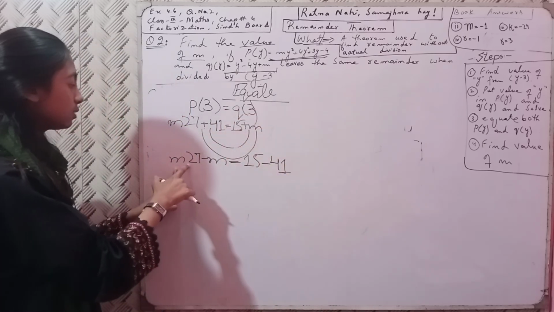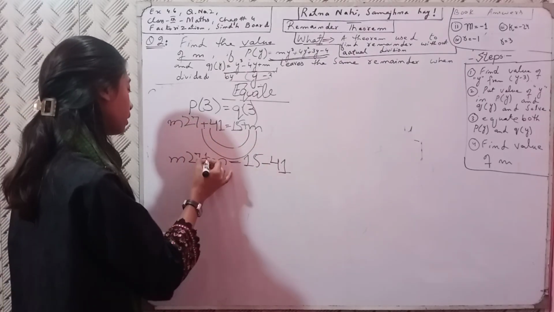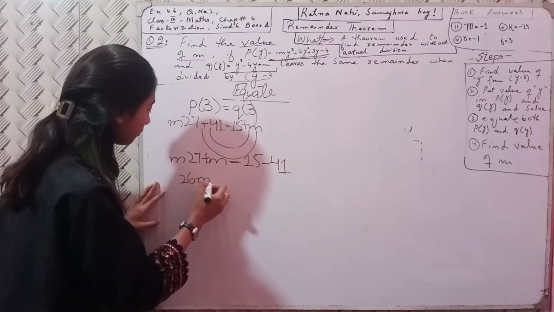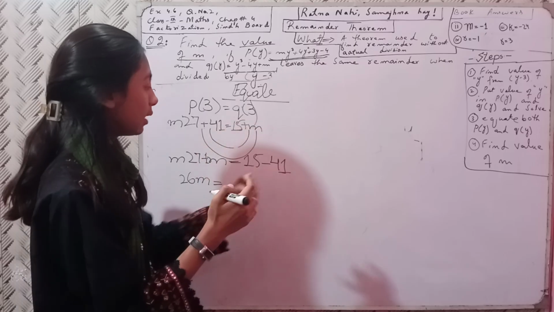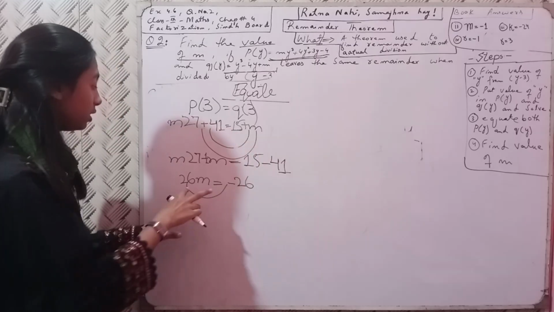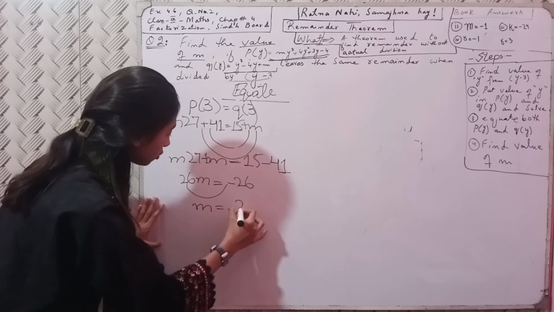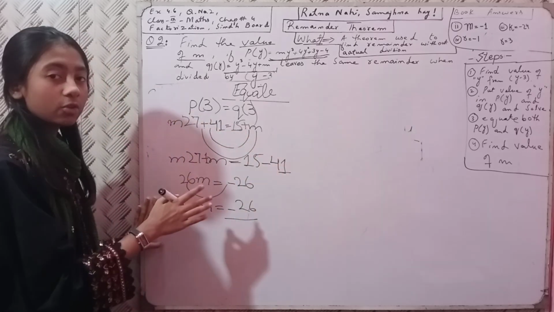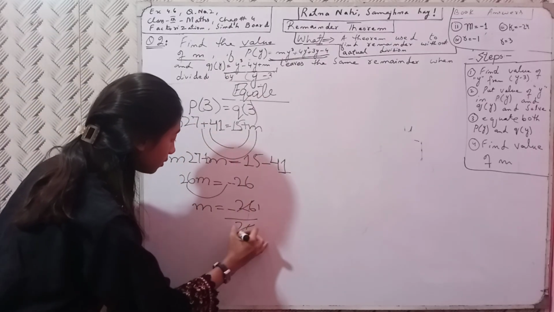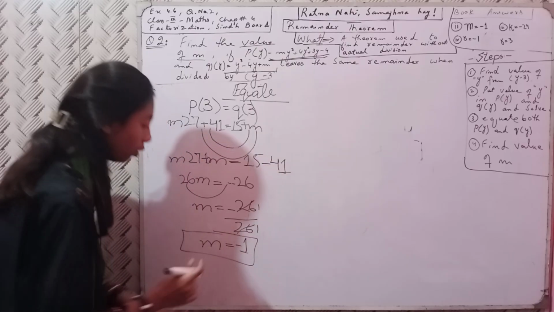So when we do this, 27m, we can say 27m minus m, it means there is a hidden 1 here. So we can subtract 1 from 27, equals 26m equals, when we subtract 15 minus 41, equals minus 26. So we can take it here because both these are coefficient and this is constant. So m equals minus 26 upon, because it is in multiplication form, when we put it here, it becomes division form. 26 1 26, m equals minus 1. So this is the value of m we are finding.